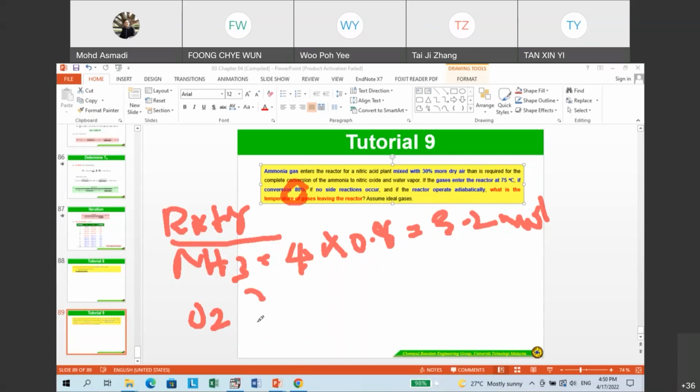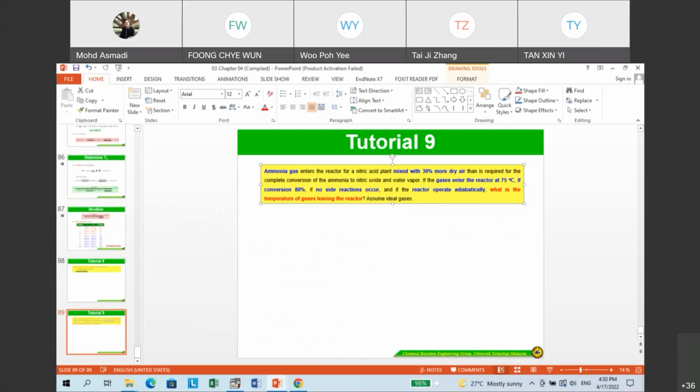Oxygen is also reacting 80%, as well as H2O, also 80%. Okay. Then for the reactants, we have to determine A, B, C, and also D, right?